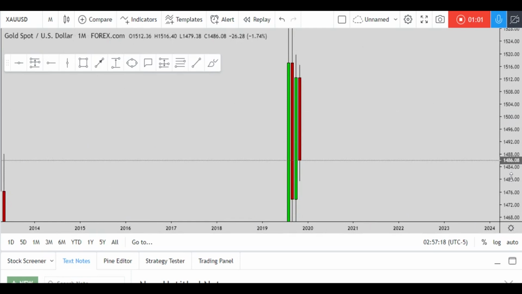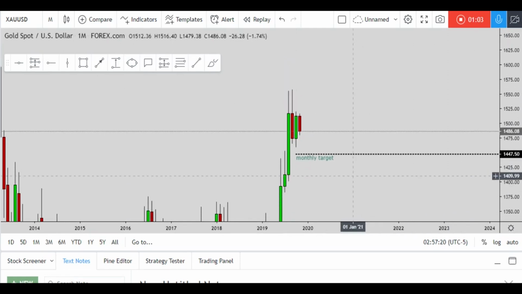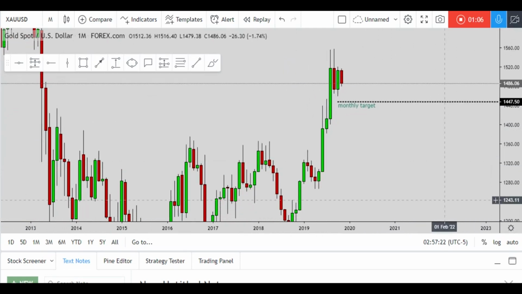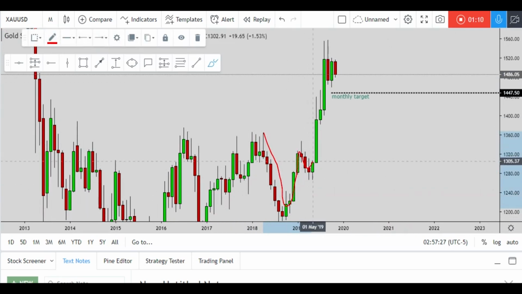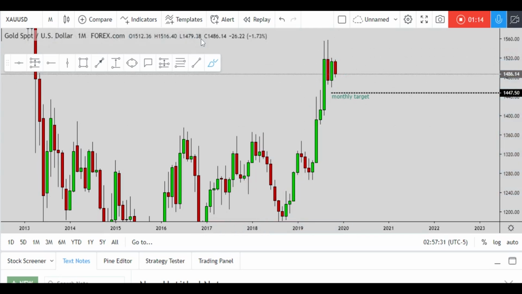So at the moment, we must go back to the original plan. Now, what was the original plan? Here from the monthly time frame, it's pretty clear that we have this W formation, and after a W formation, we expect a retracement to the downside.